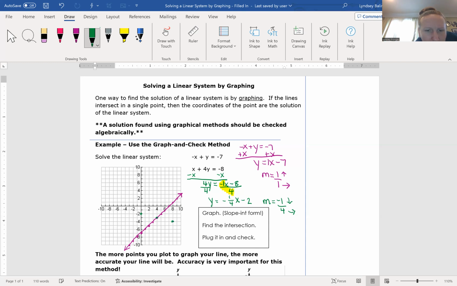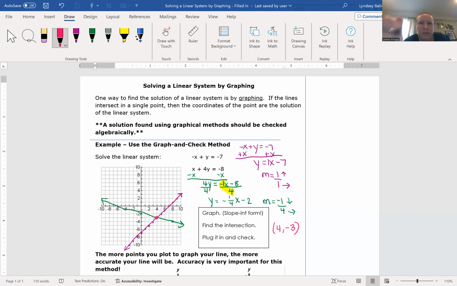I'm just going to do a couple extra points. I'm going to do 1 on this side as well. Oop, that was too many. I did 5. Up 1, 4 to the left, and do my best to connect them. And then we see that where they intersect would be at this point right here, and its coordinates would be 4, -3.